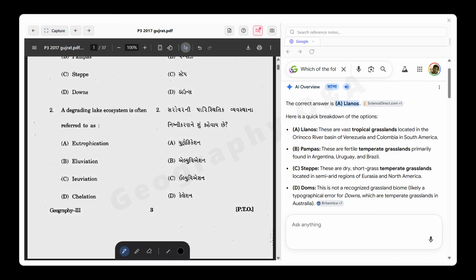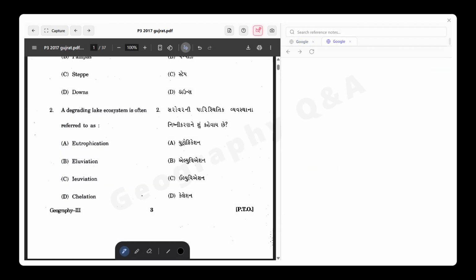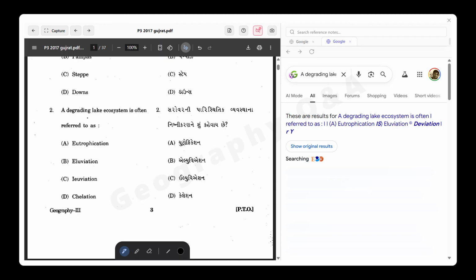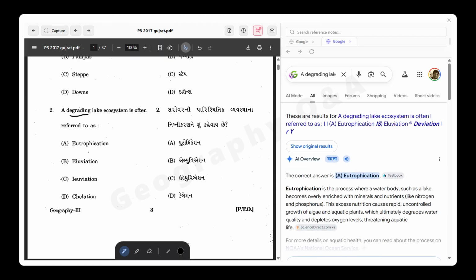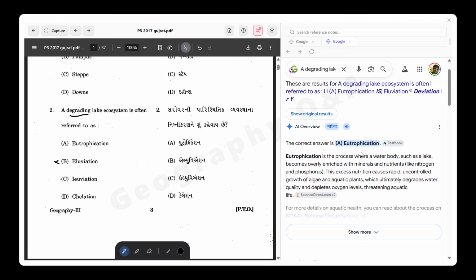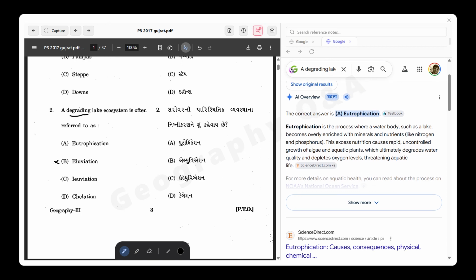Now the second question: the degrading lake ecosystem is often referred to as what? Eutrophication, evolution, evolution and Chelson. So evolution cannot be there. So eutrophication is the correct answer.